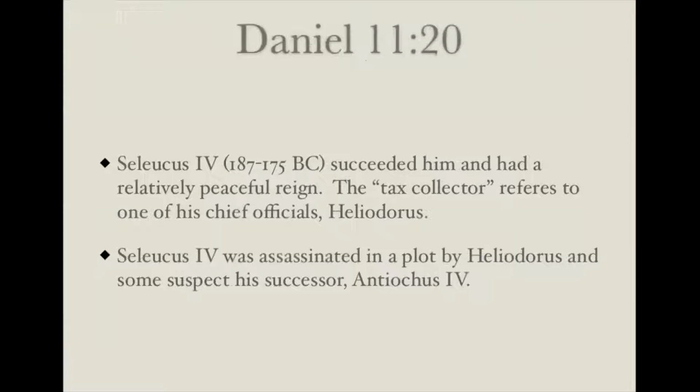Daniel 11:20. We keep going in Daniel. His successor will send out a tax collector to maintain the royal splendor. In a few years, however, he will be destroyed, yet not in anger or in battle. Okay, so Seleucus IV succeeds him and has a relatively peaceful reign. The tax collector refers to one of his chief officials, Heliodorus. Seleucus IV was actually assassinated in a plot by Heliodorus, and some suspect in collusion with Antiochus IV, who was the one who was sent to Rome.